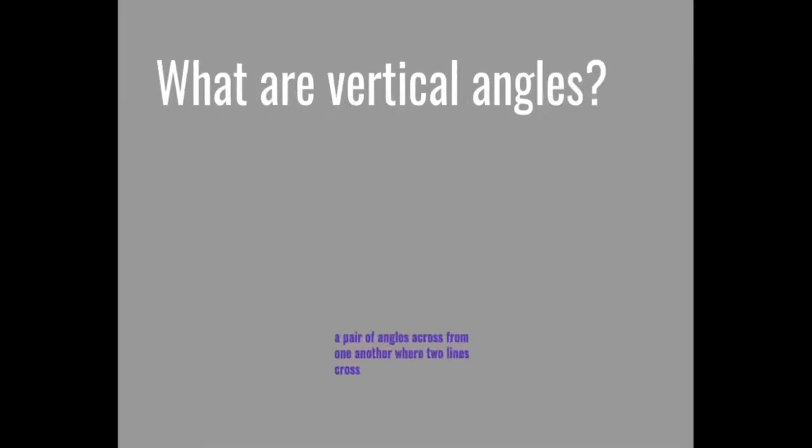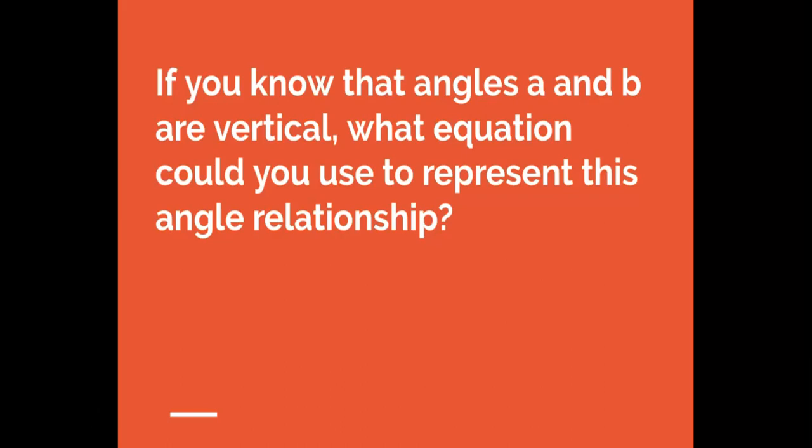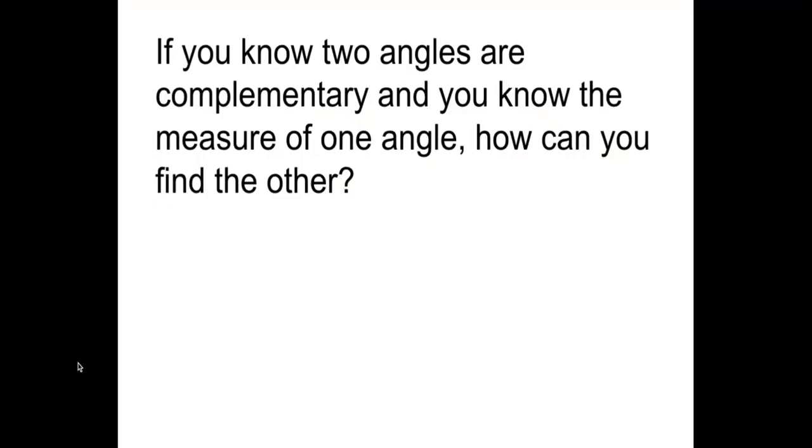What are vertical angles? Vertical angles are a pair of angles across one another where two lines cross. If you know that angles A and B are vertical, what equation could you use to represent this angle relationship? Well, you could use A equals B. Knowing that two angles are vertical means that they are going to be equivalent. So we can set them equal to each other.